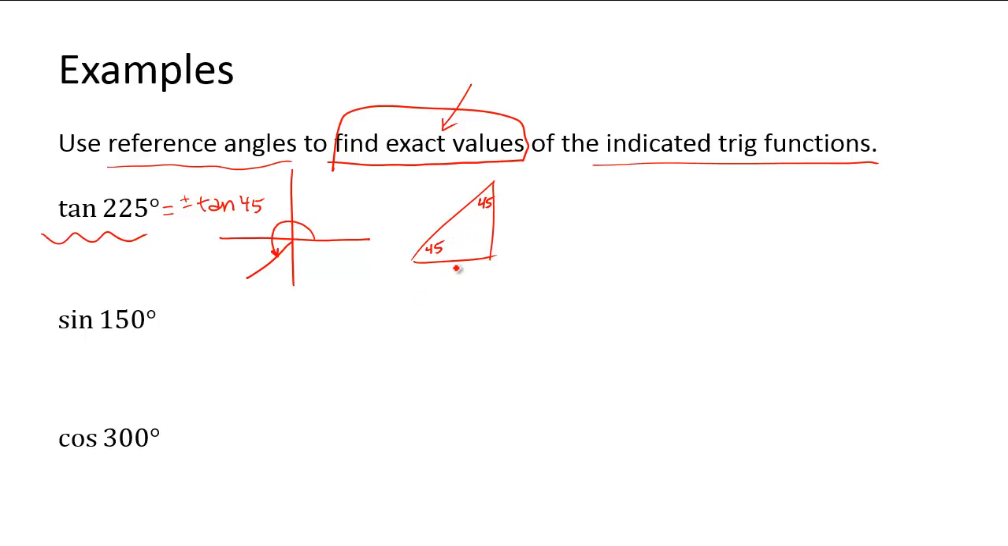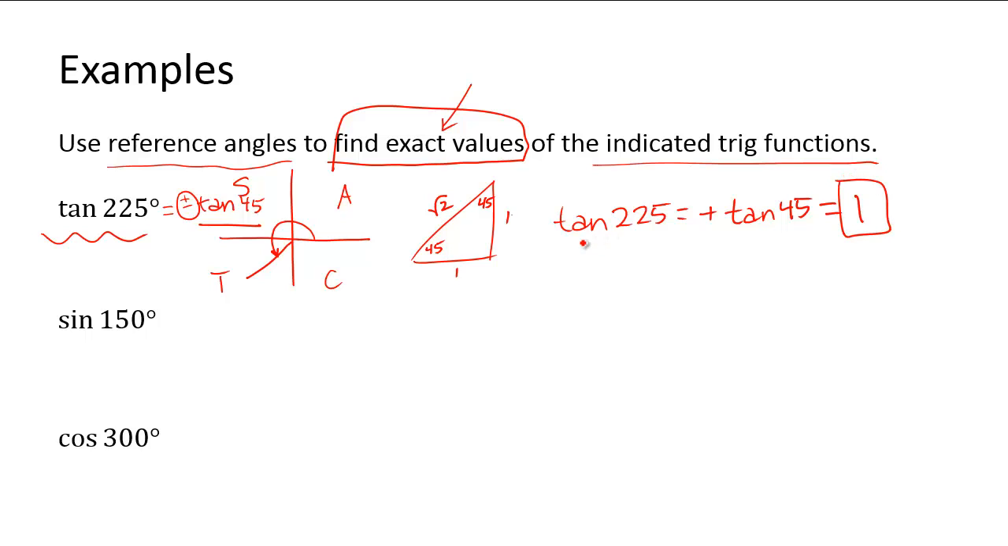So you've got 45, 1, 1, root 2 as your special triangle. What is tan 45, and what is the sign? Those are your two questions. Well, the sign is determined by the fact that it's in the tangent positive area. So it's going to be positive. So tan 225 is the same as positive tan 45. And tan 45 is the exact value of 1 over 1, which is 1.